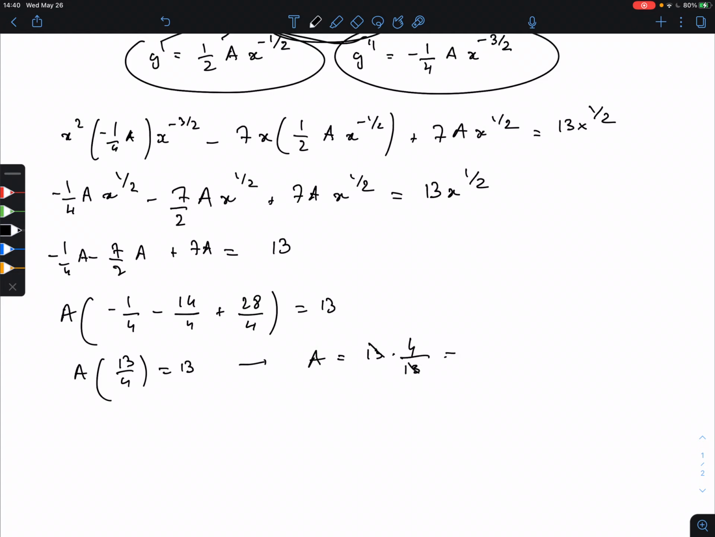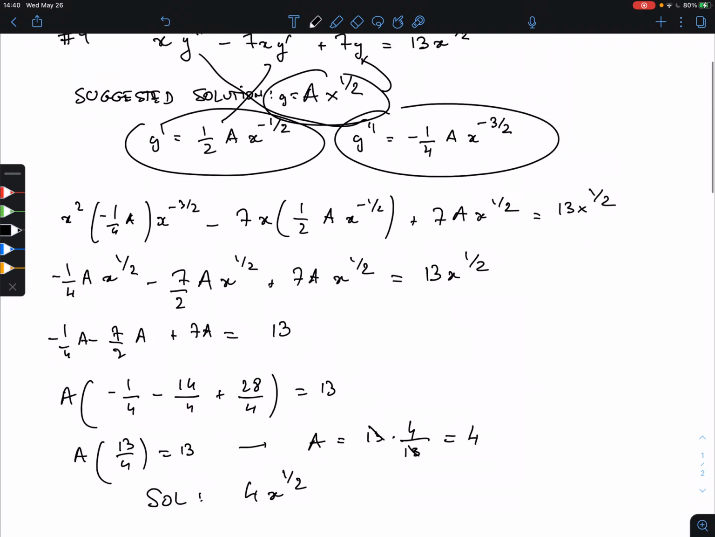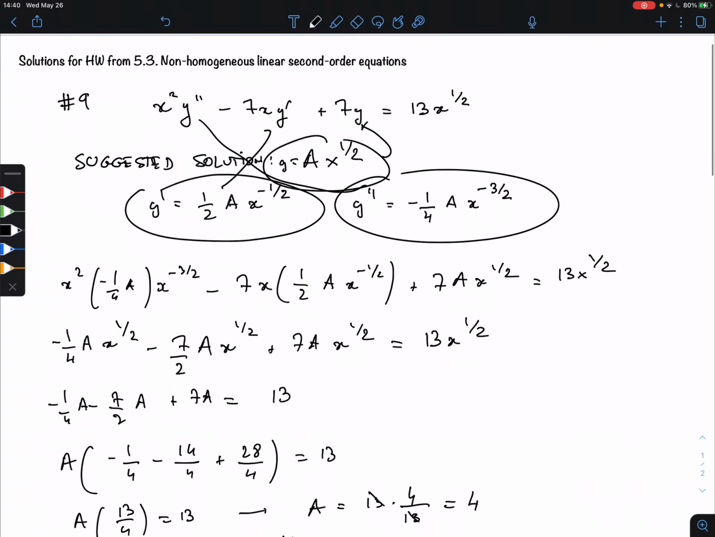4 13s, that cancels, so a is 4. And so the solution is 4 times x to the power a half, right? So we just plug in a in our suggested solution here.